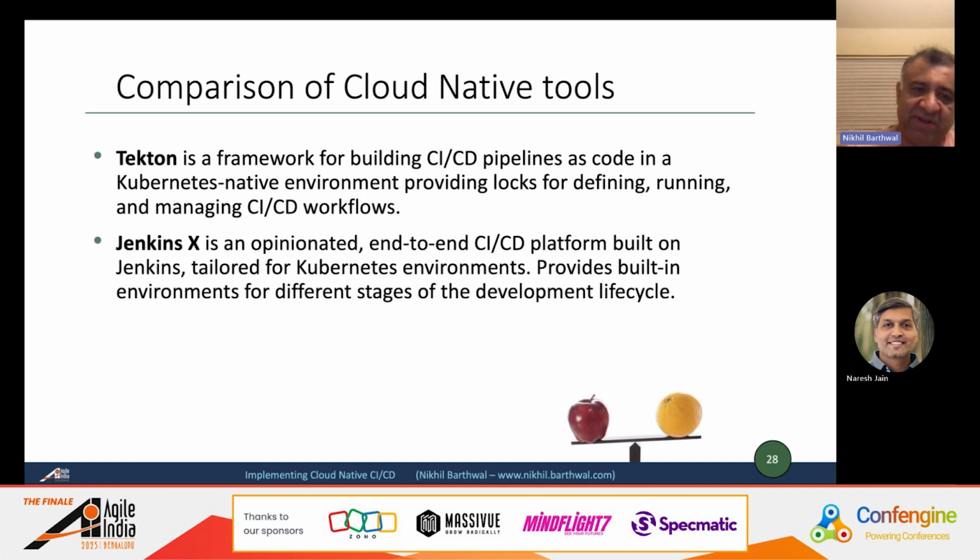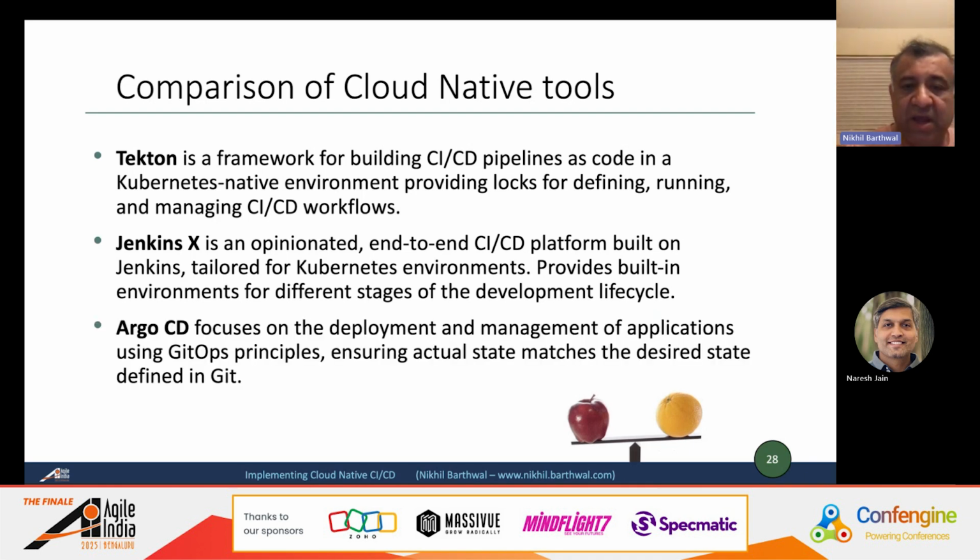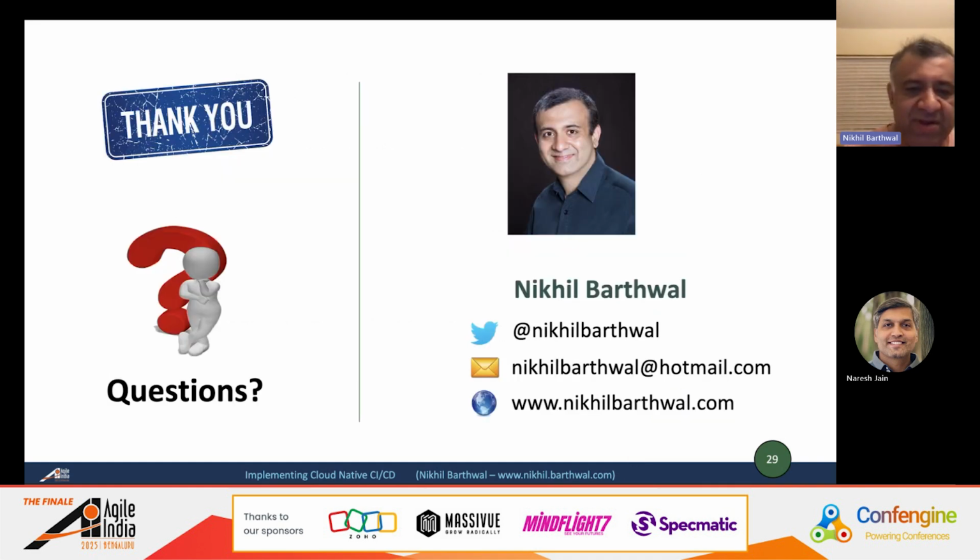Jenkins X, on the other hand, uses Tekton, but is otherwise an end-to-end CI/CD platform, right? Which is a spiritual port of Jenkins, but the code base is completely different, tailored for Kubernetes, essentially supporting cloud native technologies as a first-class citizen. And Argo CD is essentially a deployment tool that uses GitOps as its founding principle. I have barely a minute remaining, but I'm open to questions if any.